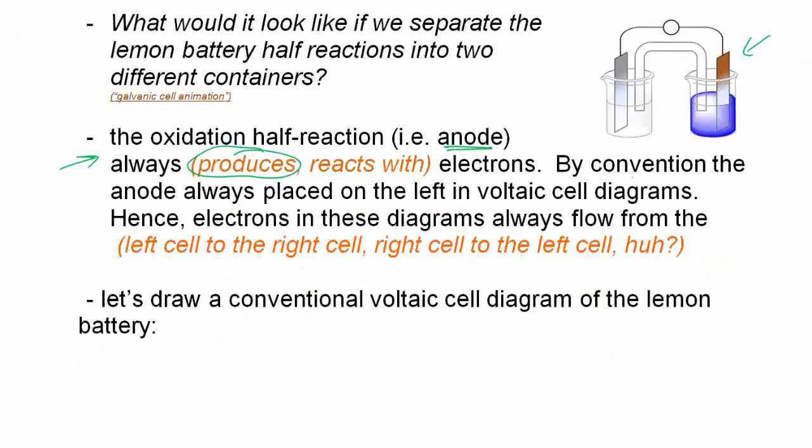So by convention, the anode is always placed on the left in the voltaic cell. So the anode is always over here and is producing these electrons. So electrons are going to flow from this side to this side, which is left to right. That's the convention. Always put the anode on the left-hand side.